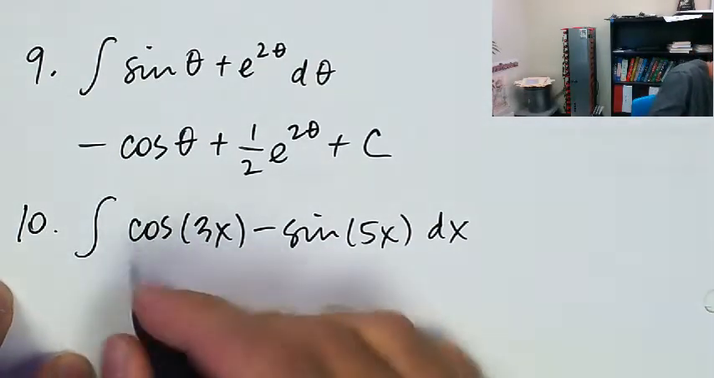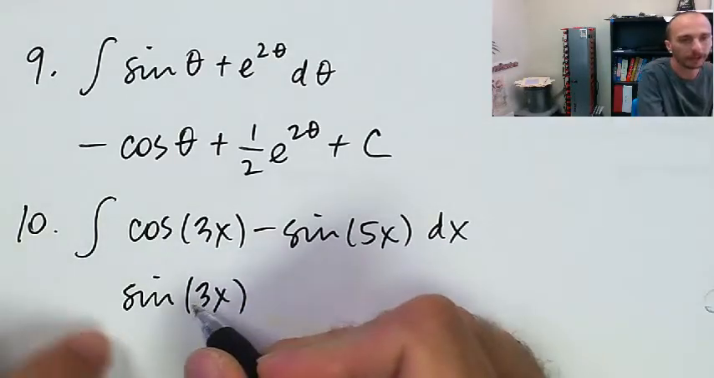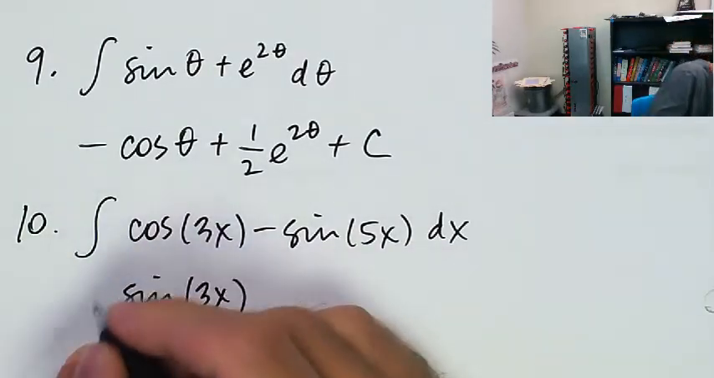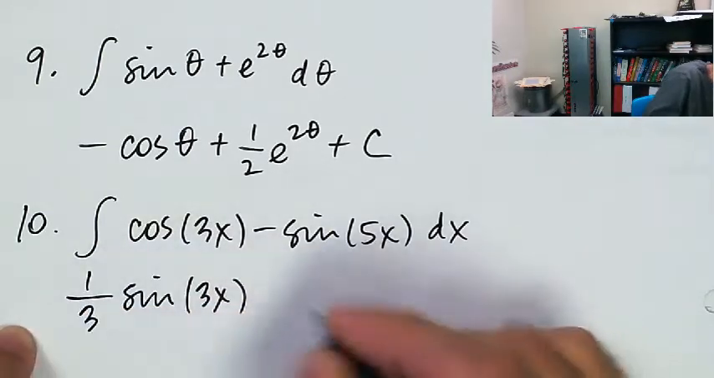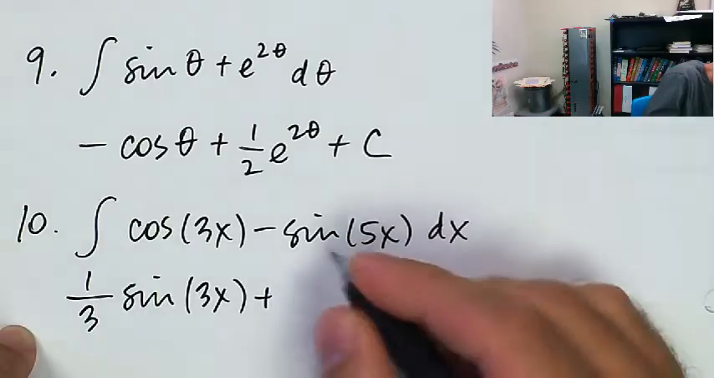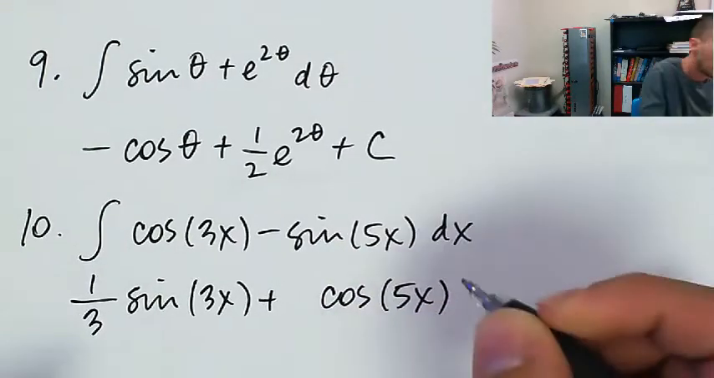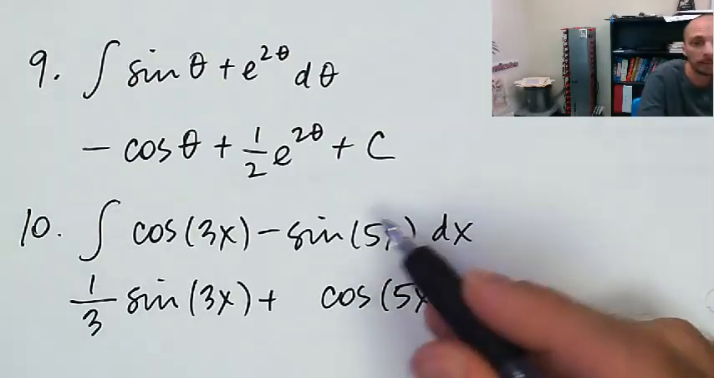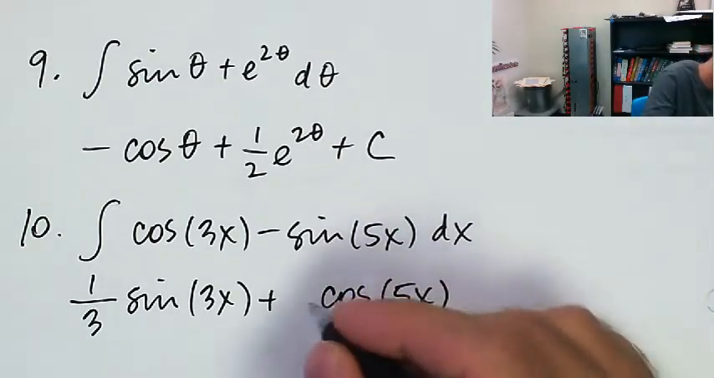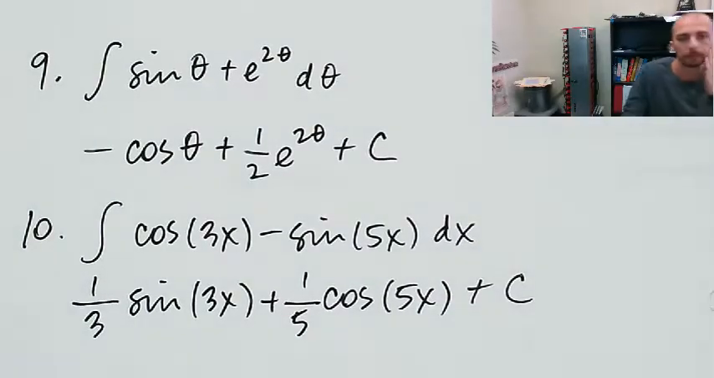We know an antiderivative for cosine is sine. We'll probably leave the inside the same, but we need to prepare for that 3x, the chain rule implications, by dividing by 3. I think that would be plus cosine of 5x. But to prepare for that 5 to come out, we're going to need to divide by 5, right? To prepare for the chain rule. And then there's plus c.